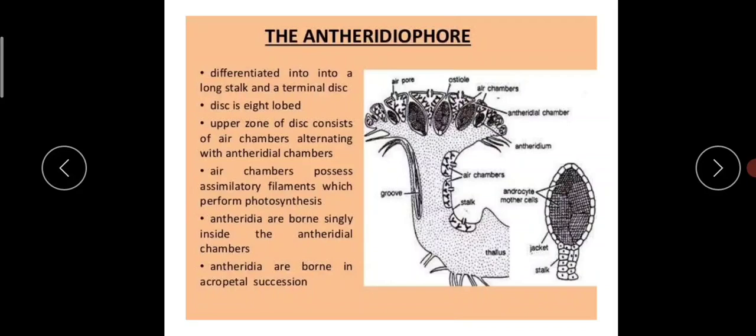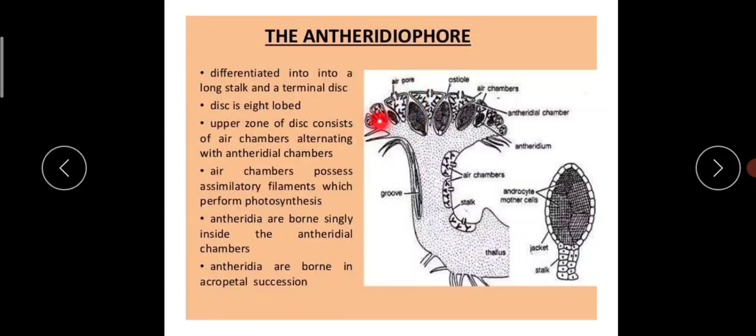And the antheridial chambers, these are the antheridia. So these antheridia are seen or borne in certain chambers. So these are the antheridial chambers. These antheridial chambers alternate with air chambers. You can see here an air chamber, this is another air chamber, this is another air chamber. So each of these antheridial chambers is alternating with air chambers. And this antheridial chamber opens out through a pore which is known as the ostiole.